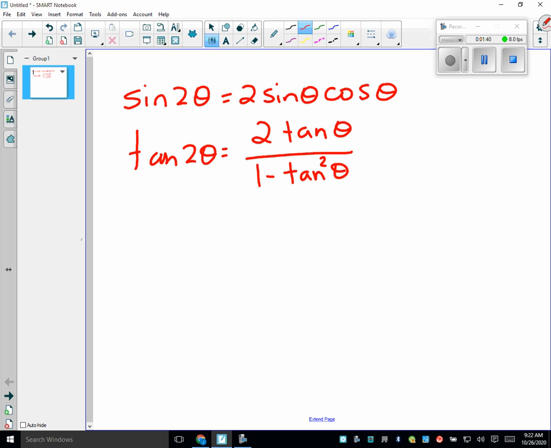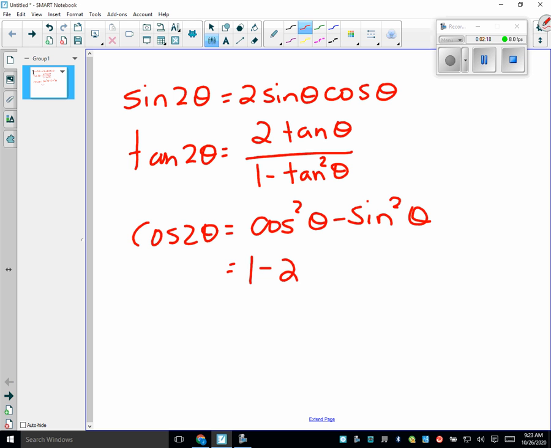I saved cosine for last because cosine has 3 identities, and you can use any of the 3. Doesn't matter. So, 3 of them for cosine. The first one, cosine of 2 theta, is cosine squared theta minus sine squared theta. It's also equal to 1 minus 2 sine squared theta. It's also equal to 2 cosine squared theta minus 1.